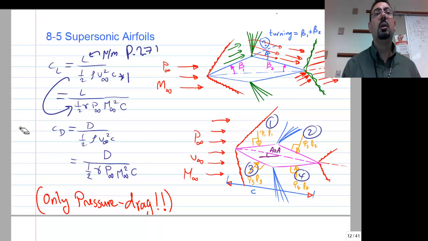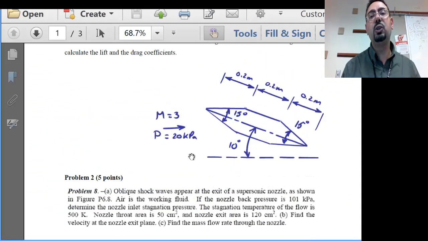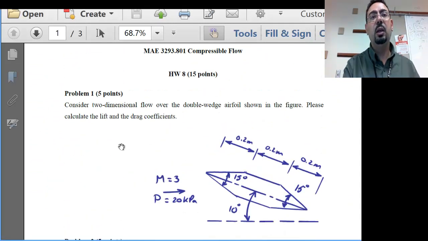Right? So in this problem, you actually know the pressure, so you don't have to worry about this. I'm just telling you that it didn't really matter what the number is here. Either way, whether it's 20 or 10, you will still end up with the same CL and CD. Okay?